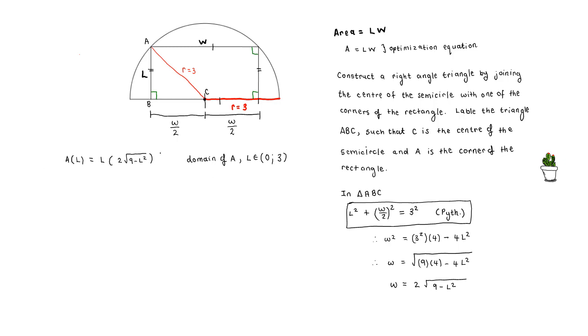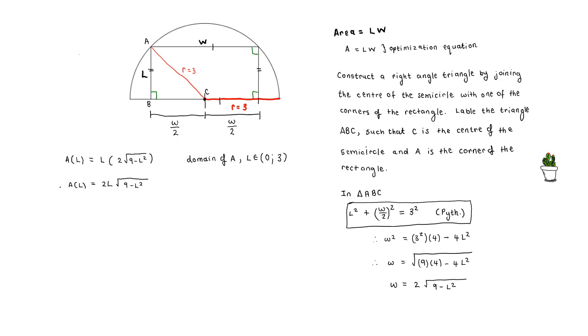So now we can further simplify this area equation, A of L, and write it as 2L times the square root of 9 minus L squared. So now we actually have our optimization equation in terms of one variable, which means that we are ready to take its derivative.